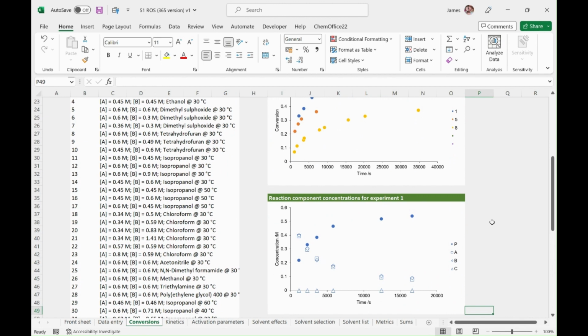Below this chart, there's a second graph here. This will show you the information from the first experiment that you select. It will show the concentrations of the product, which are the dark blue circles, but also it will show you the concentrations of the reactants A and B. We don't have a reactant C, so that's on the bottom here.